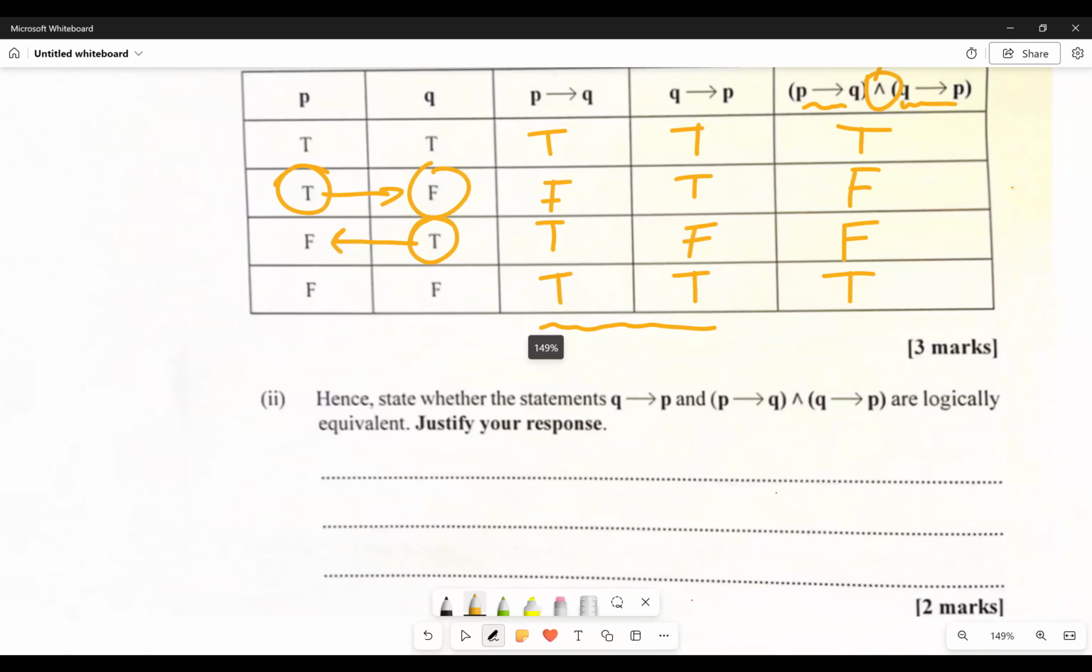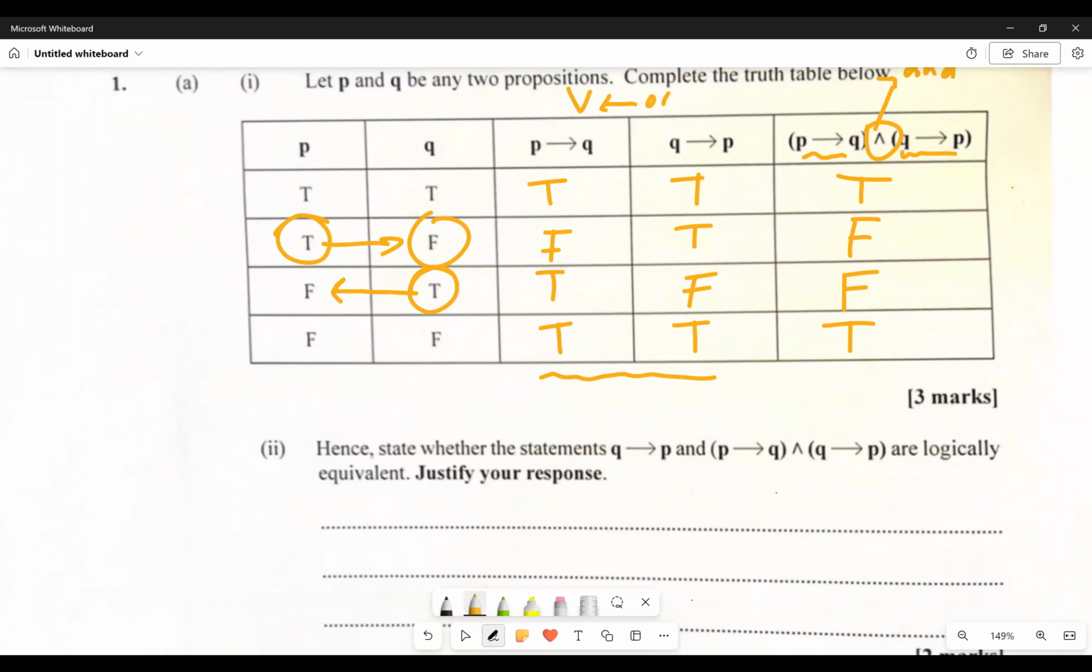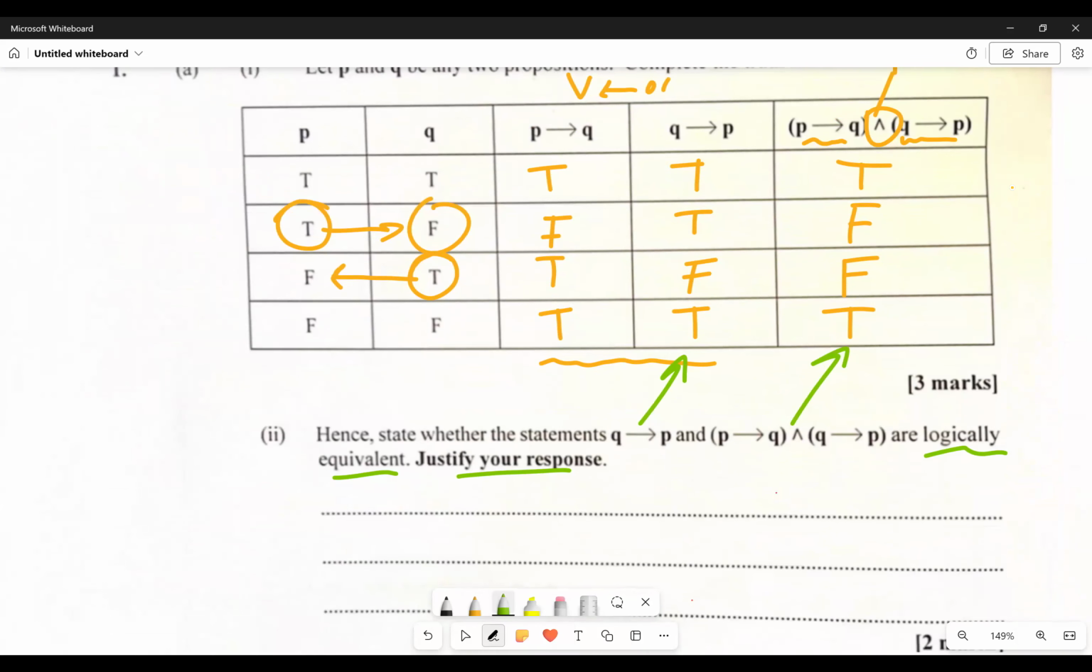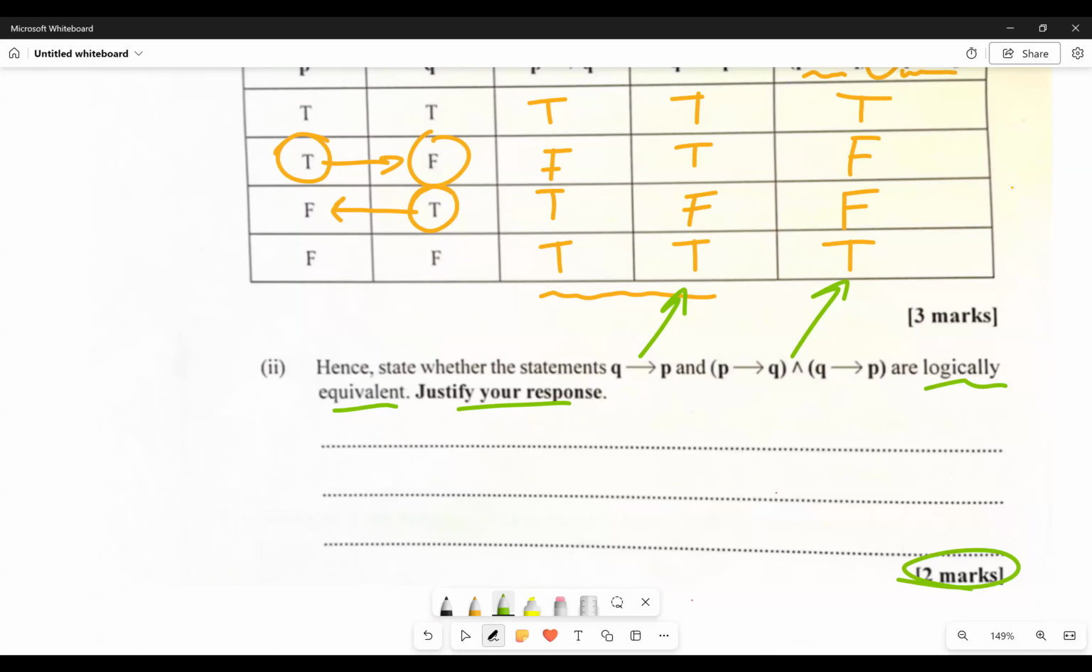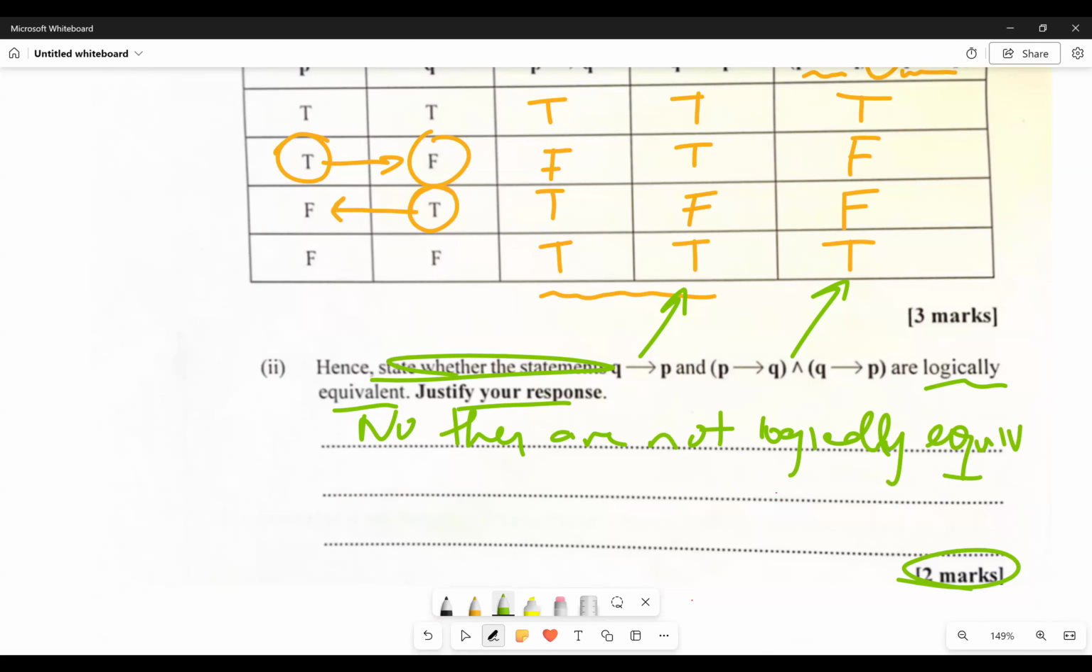Now it says, hence state whether or not the statement Q implies P and this are logically equivalent. Justify your answer. It's 2 marks. The first thing you have to do is answer the question. State whether or not they're logically equivalent. No, they are not logically equivalent. That's 1 mark. Now you need to justify your answer.